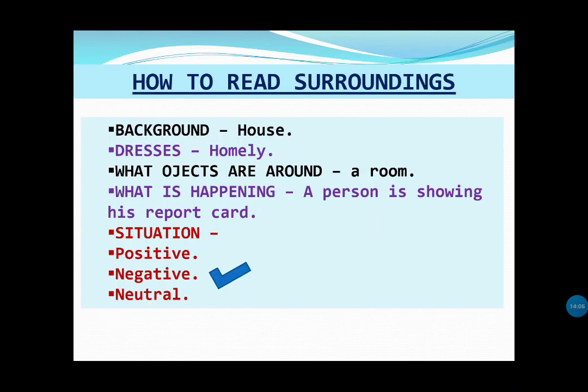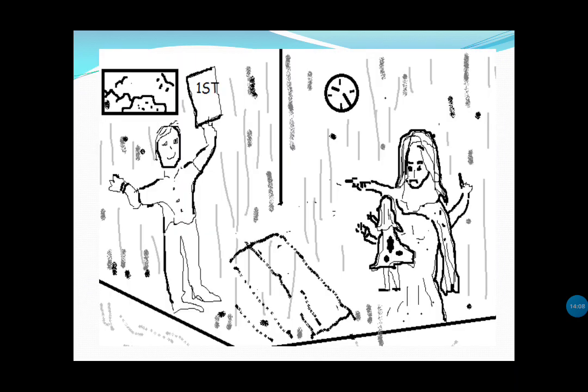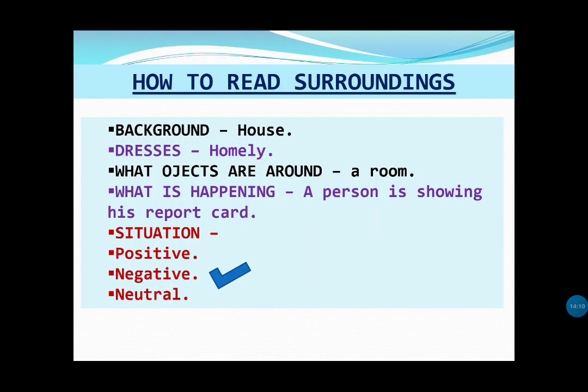Now the surroundings. The surrounding background is a house. It is homely. It's a small room. The person is showing the report card, and the situation as per me is negative, because although the person is happy, my hero is happy, his wife is not looking very happy. So it's a negative situation.